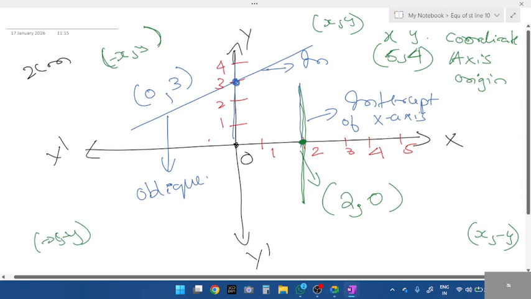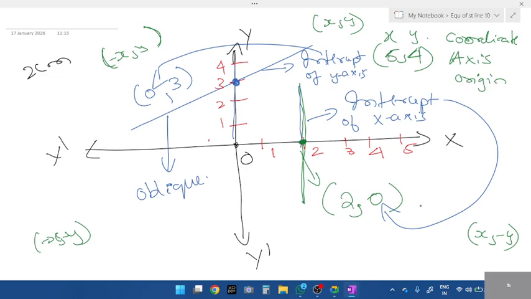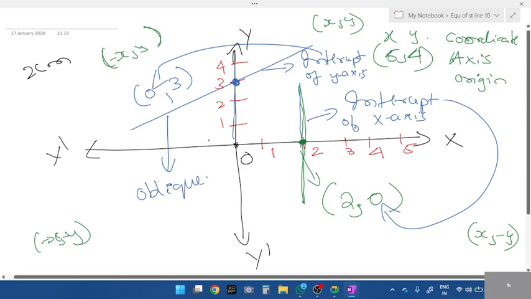This blue line, whichever is passing through 3 on the y-axis, we call the intercept of the y-axis. So whenever it is the intercept of the y-axis, definitely x will be 0. Remember that whenever they give the word intercept of y-axis, x will be 0. Intercept of x-axis, y will be 0. Because we know the points lie on the axis, students, not at the origin or in a quadrant. It can be on plus x-axis, minus y-axis, anything. So this is the axis.